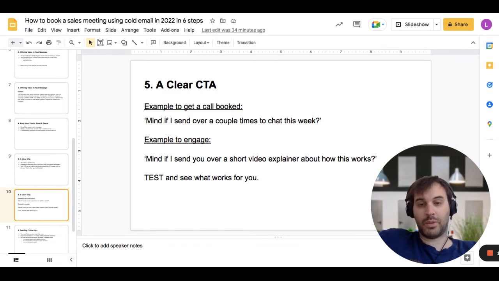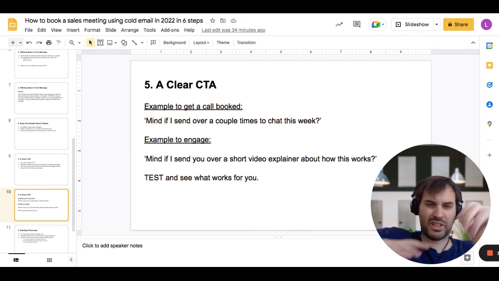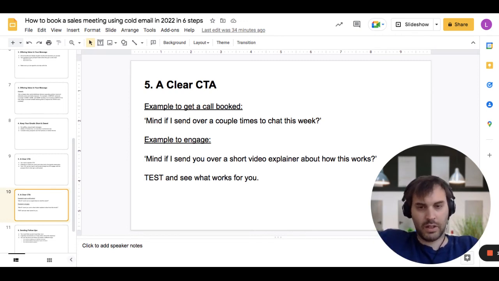Totally depends, really. So here's a couple of examples. To get a call booked: mind if I send over a couple of times to chat this week? Pretty simple. Example of engaging: mind if I send you over a short video explaining how this works? And as I've got here, key is to be testing it, see what works. Some of those CTAs are going to appeal to different types of prospects, depending on how sophisticated your market is. Obviously, there's going to be a lot of individual variance, like there always is with marketing in general. So just keep that in mind, but test them out.